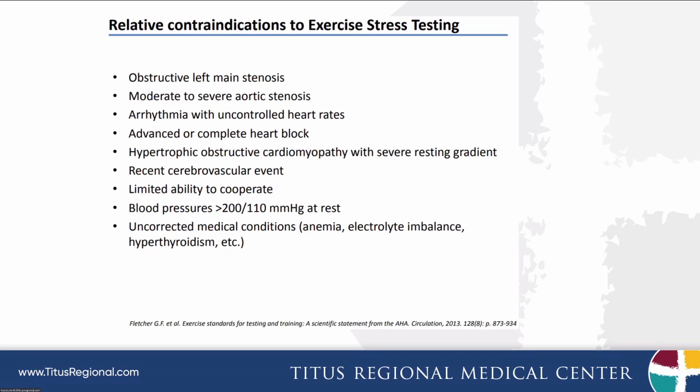In addition, there's several relative contraindications. Prominent ones we see often are markedly elevated blood pressure, because blood pressure will elevate further as we have them walk on a treadmill, abnormal heart rhythms, abnormal metabolic problems that'll predispose them to certain kinds of rhythm issues. These are considered relative contraindications to exercise stress testing.